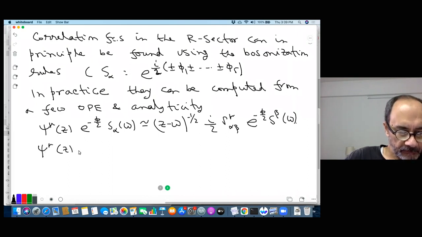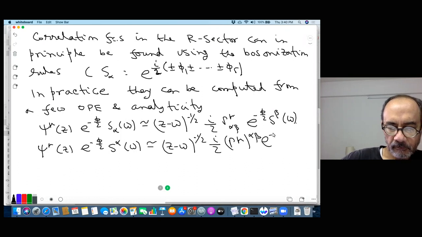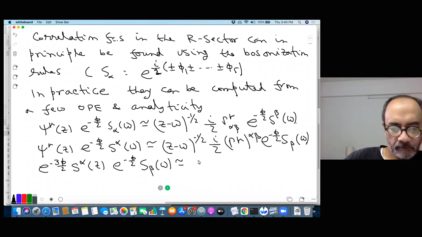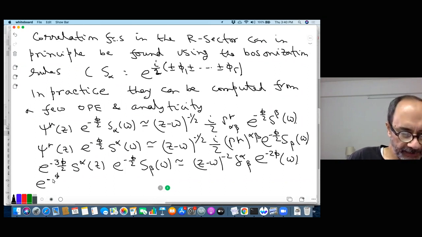Then you have, okay, again here, this is GSO odd, this is GSO odd, but this is GSO even. And then you have the product of two of the spin fields. This fixes the normalization of the spin field. This last one, in fact, you can derive from the others, but let me write it down anyway. It is useful.